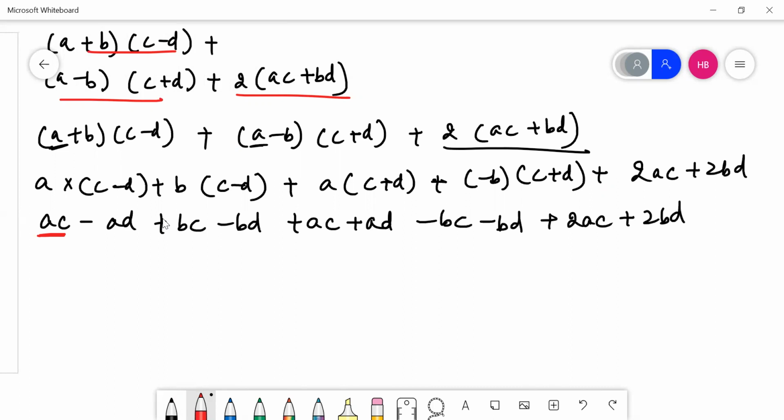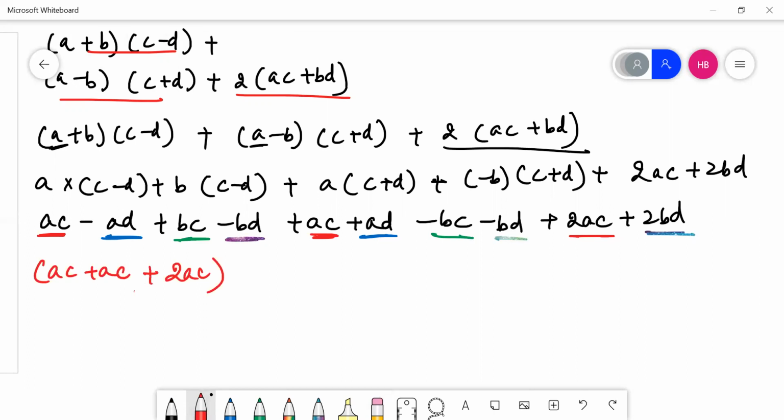Now I have to find the like terms. I see that ac, 2ac, somewhere else can I see ac? These are like terms. Let's find ad, anywhere ad? Nowhere else is ad. Then bc, these are the only two terms. And let's take minus bd, 2bd and minus bd, correct? Now let's group them together. So I'll write ac plus ac, right? Wait, there is plus 2ac also. ac plus ac plus 2ac.